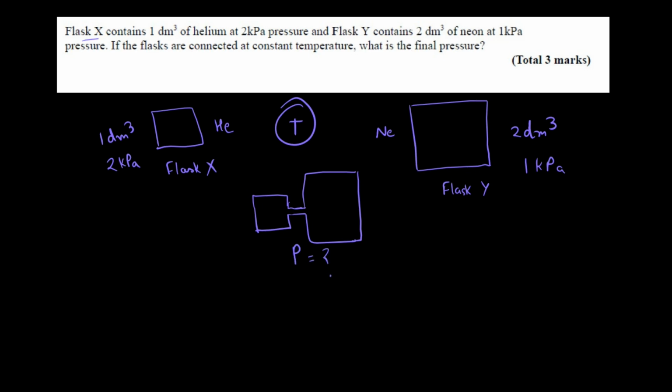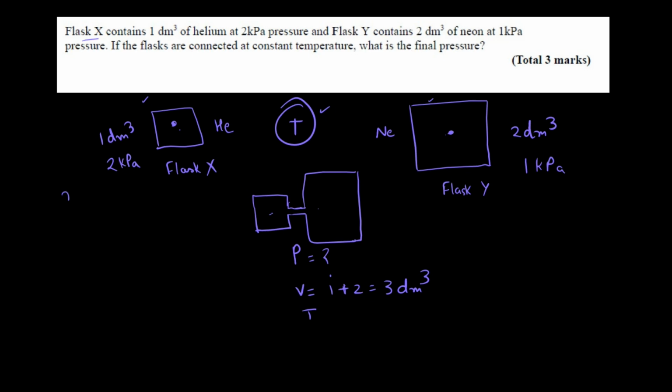So when I connect the flask, the volume will be added up, right? V in this flask will be volume of this flask plus volume of this flask. So 1 plus 2, that is 3 dm cube will be the volume. Temperature is constant, temperature is T. Now in this flask X, what is the moles? The moles of the gas in flask X and the moles of the gas in flask Y will be added up, because it's like 1 kg banana plus 2 kg apple, we add up together to put these two in this container.